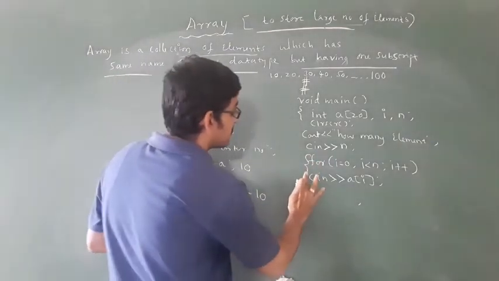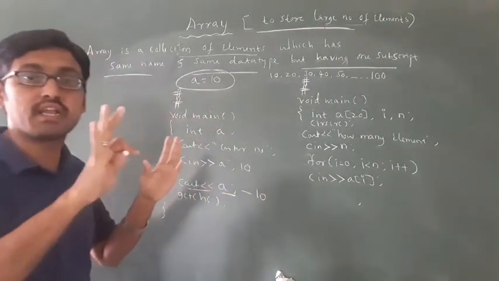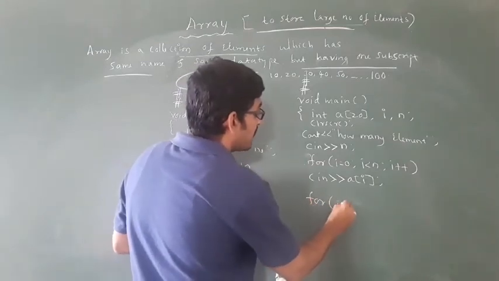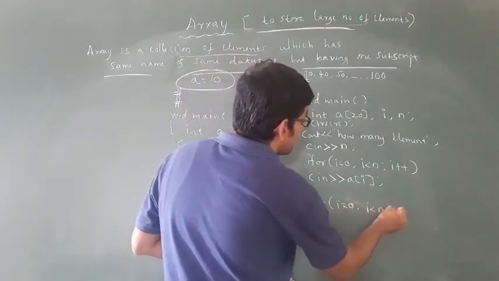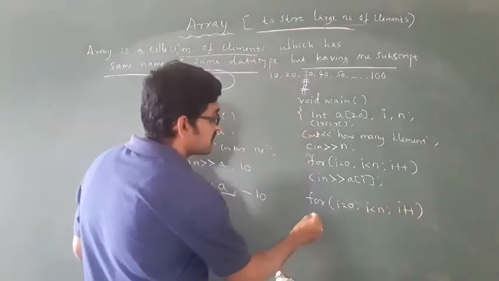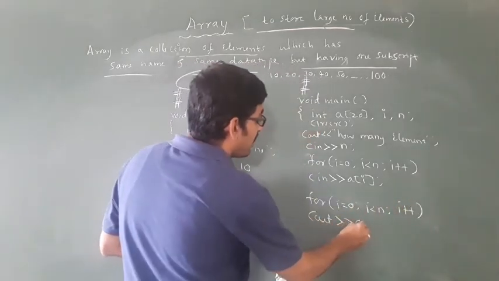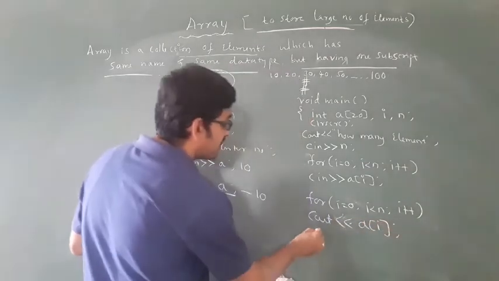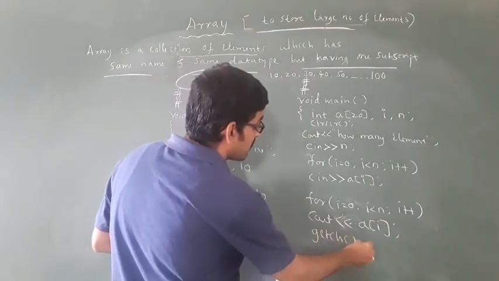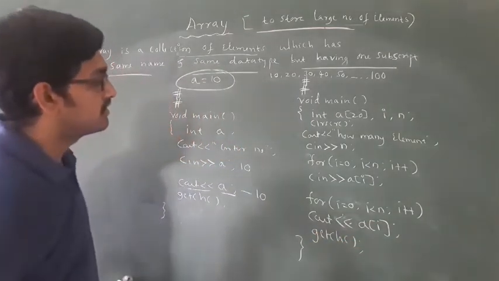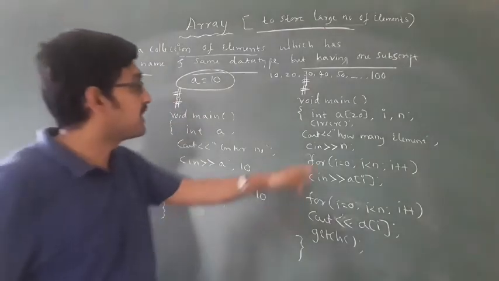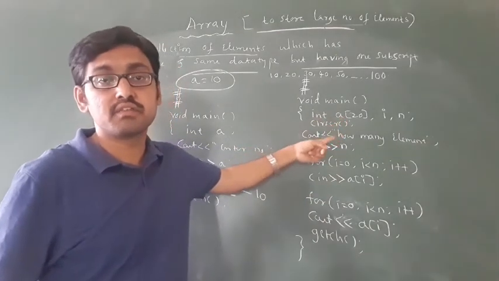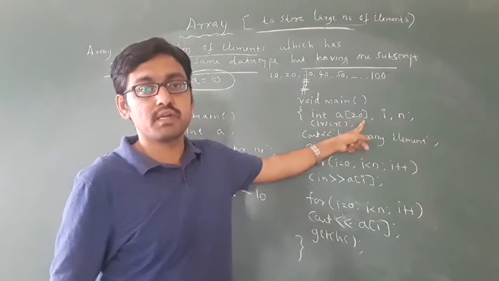Okay, then next I want to display these 10 elements. 10 elements display ಮಾಡಬೇಕಾದ್ರೆ must and should you have to use again for i equal to 0, i less than n, i plus plus, then you have to use cout a of i, then close the bracket. This is a simple program. You can display 10 numbers without using 10 variables. See, I am using only one variable, array variable, a of 20.